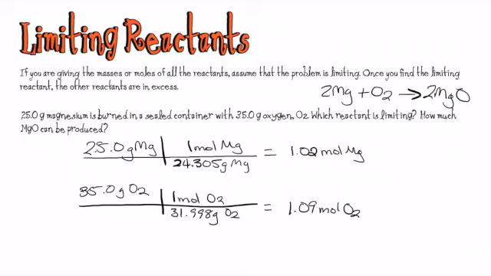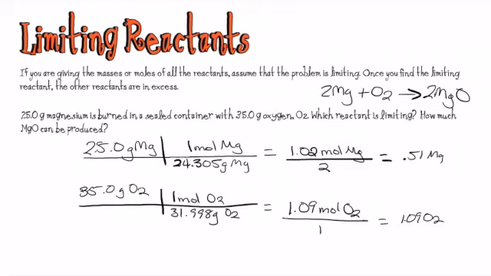And now we're dividing by our balance numbers. So the balance number for magnesium is 2, and for oxygen is 1. So we would have 0.51 for magnesium and 1.09 for oxygen. So magnesium is what's going to limit the reaction.